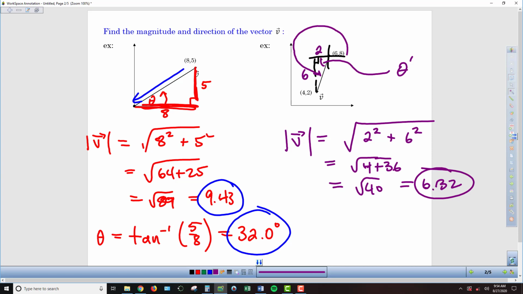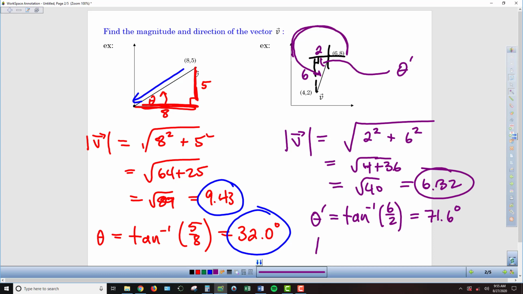So we can again find the reference angle using a little inverse tangent. Inverse tangent of opposite over adjacent, so it's going to be of 6/2. And if we calculate that, we end up with an answer of 71.6 degrees. But again, that's not the direction of our vector. We need to make sure that we adjust for the fact that we've rotated this extra 180 degrees on top of that 71.6 that we just solved for.